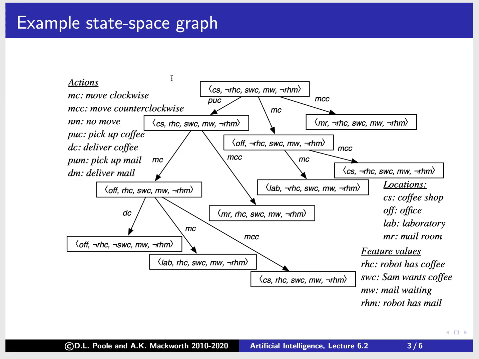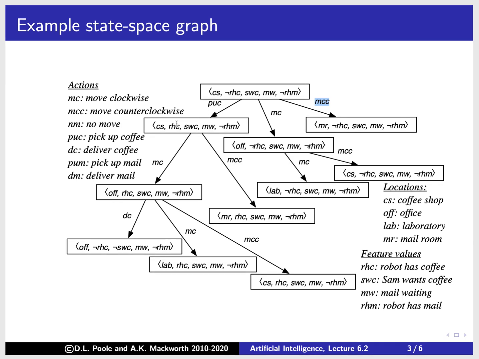Here's an example of a state space. We're going to assume that this is the initial state. We're in the coffee shop. The robot doesn't have coffee. Sam wants coffee. There's mail waiting, and the robot doesn't have mail. It turns out that in this story there are three things the agent can do. It can pick up coffee, carry out PUC, it can move clockwise, and it can move counterclockwise. Those are the only three actions possible for the robot. It can't pick up mail because it's not in the mail room. It can't deliver mail because it's not holding the mail. It can't deliver coffee because it doesn't have coffee.